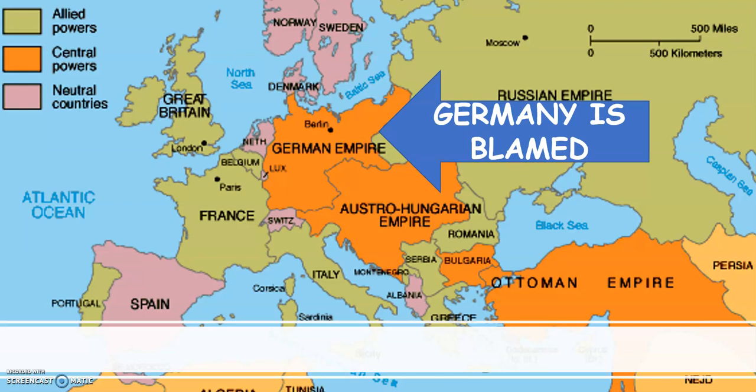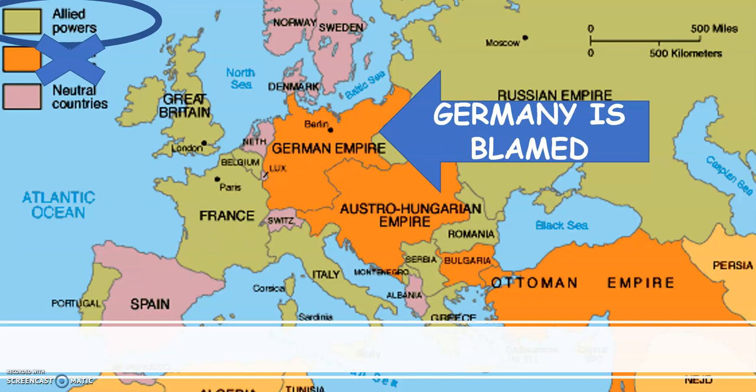And one year later, the Allied powers win. The Central Powers lose. The United States joining the war effort really tips the balance for the Allied powers. The Central Powers, although they look like they were winning for a good portion of the war, the Allied powers end up eking it out. Germany signs an armistice, basically a peace treaty.